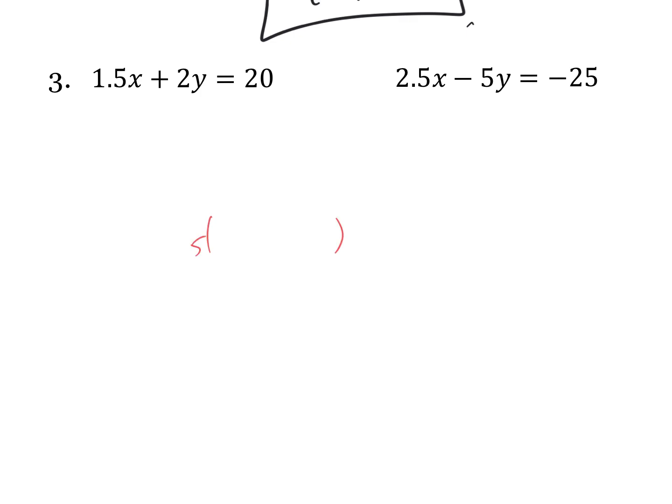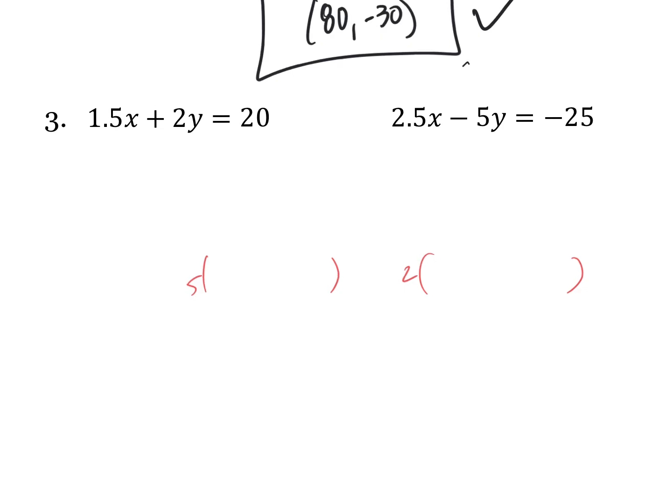For your choice of the candy, who could distribute this 5 for me? And what's that going to get us when we distribute that? Tucky. 7.5 plus 10y equals 100. Love it. You know what people often do, Tuck? They take it here, they take it there, and they forget to take it there. So good job. Okay, who could distribute my 2? Lily. Let's go with 5x minus 10y minus negative 50.